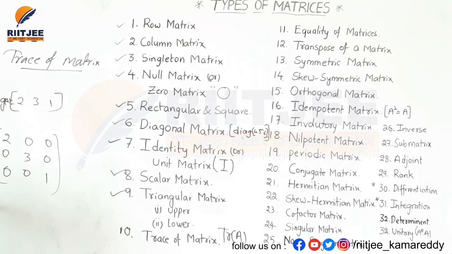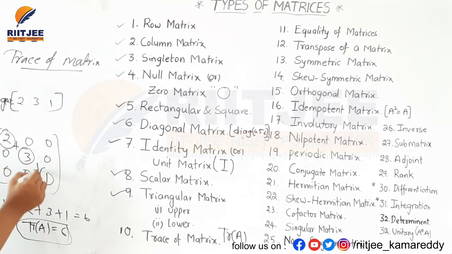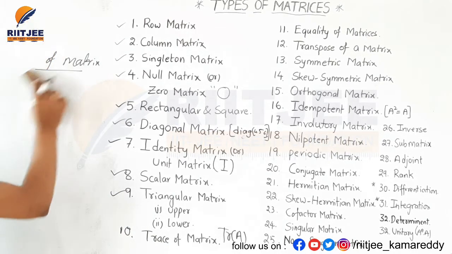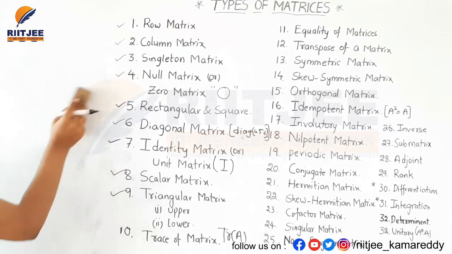A is nothing but trace of A. If you want to find the trace of this matrix, 2 plus 3 plus 1 is 6. The trace of A is equal to 6. It is nothing but the sum of diagonal elements. The sum of diagonal elements is called the trace of a matrix. It is denoted by TR of A. This is all about the trace of a matrix. Let us see one more type of matrix here.